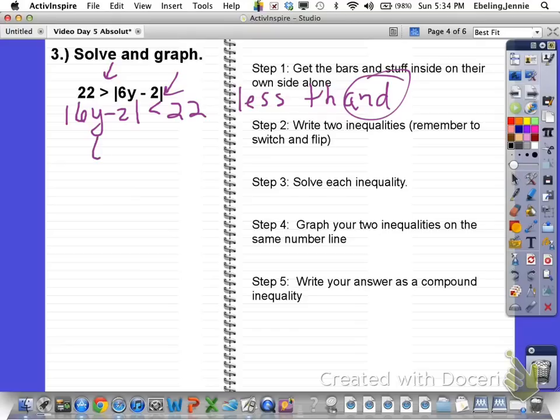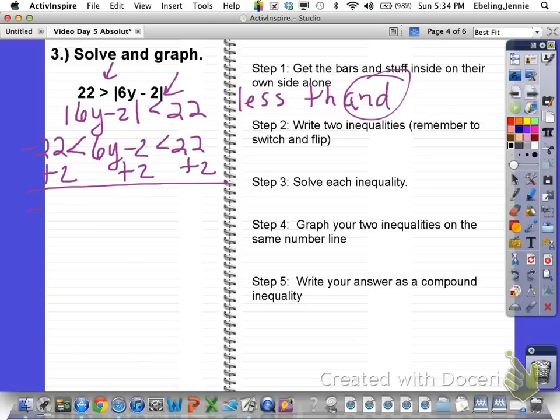So what I want to do to solve this, I'm going to do 6y minus 2 less than 22, because my first inequality has to look exactly like what I have up there, except no absolute value bars. And I'm going to solve this the way I did part 2 in number 2. I'm going to put the less than there, then I'm going to take that 22 and put the negative 22 here. I'm going to solve as a compound inequality like this. So I'm going to add 2 to all three sides. I get negative 20 is less than 6y, which is less than 24.